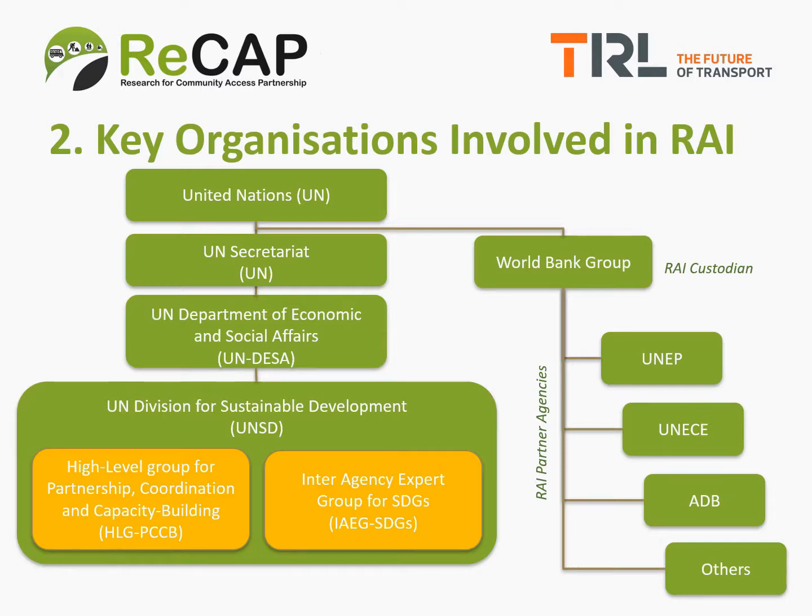These are the High-Level Group for Partnership, Coordination and Capacity Building, which provides strategic leadership for the SDG implementation process, focusing on statistical monitoring and reporting. It aims to establish a global action plan for sustainable development data. The other is the Interagency Expert Group for SDGs, which maintains a tier scale for the indicators, which is described later in this presentation. The custodian and partners are shown on the right of the diagram. The World Bank is the custodian of RAI, or SDG 9.1.1. Various other organizations are partners to the custodian, and these include UNEP, UNECE, and the Asian Development Bank. Other agencies such as the African Development Bank or the Inter-American Development Bank may join in future.